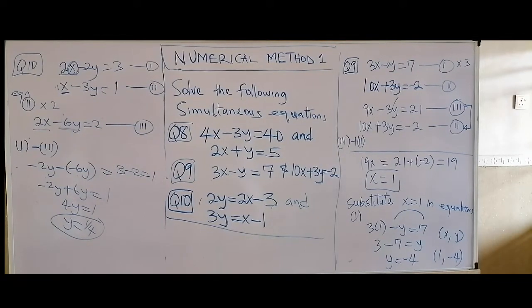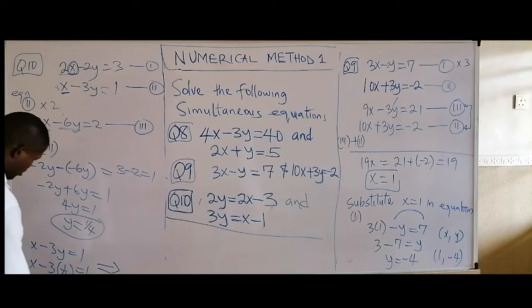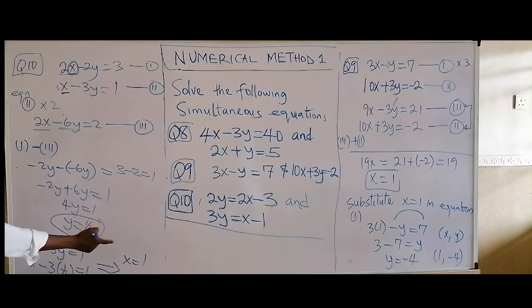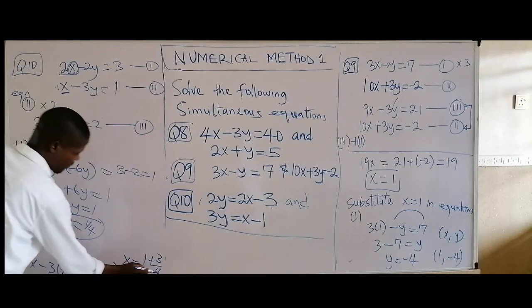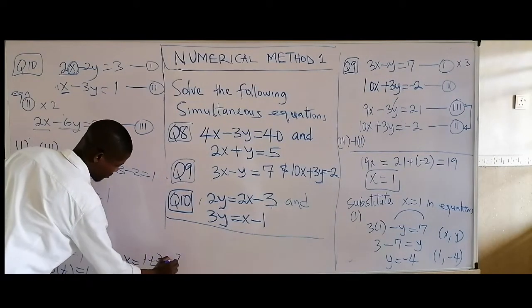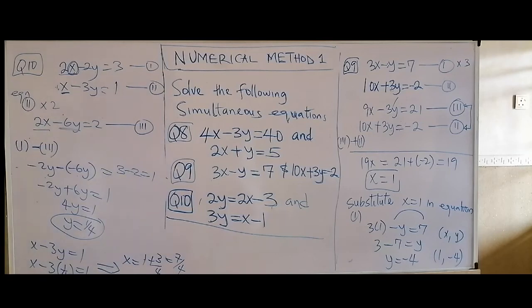Okay? Any of them. So using equation 2, x minus 3y equal to 1. Then x minus 3 times 1 over 4 equal to 1. Substitute for y in equation 2. Then that will give me my x equal to 1. This is minus 3 over 4. Move it to the right-hand side. That's plus 3 over 4. So if you do this one, 4 times 1 plus 3, that's 7 over 4. So that's the x value.